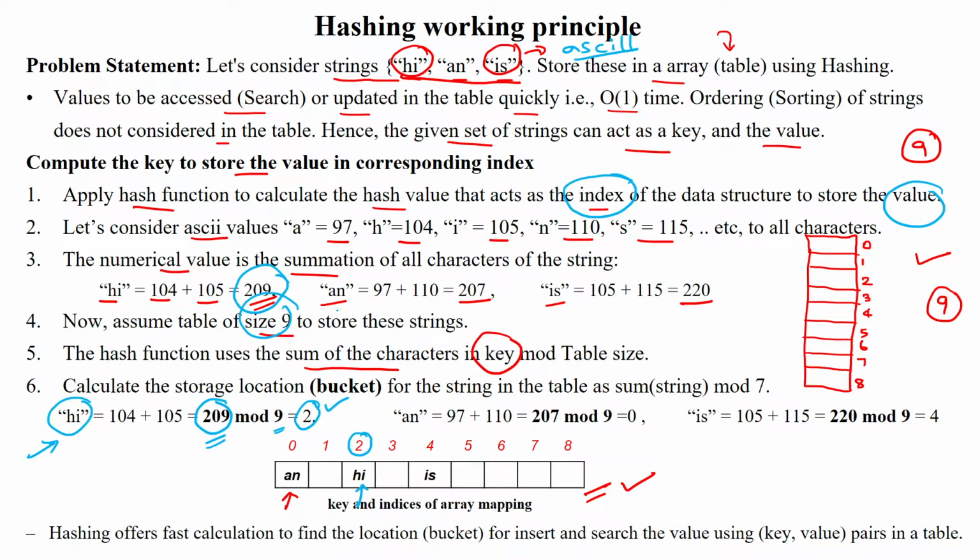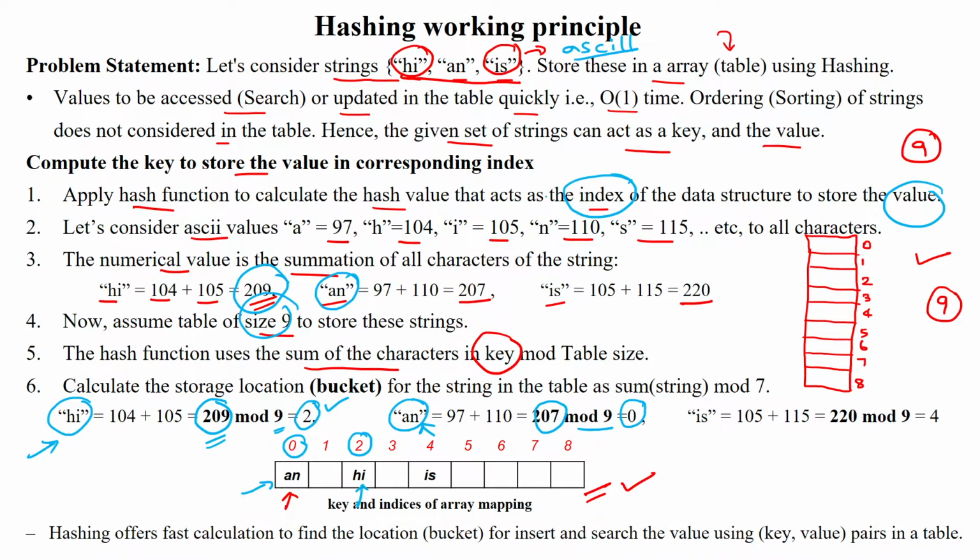Then I calculate the key for the given input value and. So for and, the key is 207. By using the ASCII values mod table size, I get the remainder 0. So here 0 is the index. I am going to store that word and there.